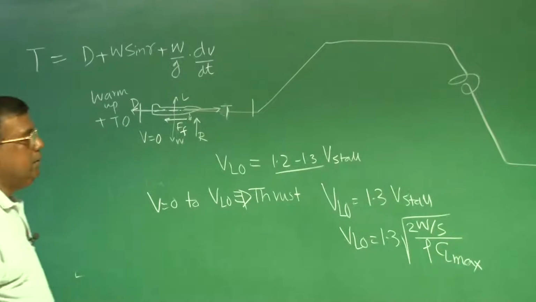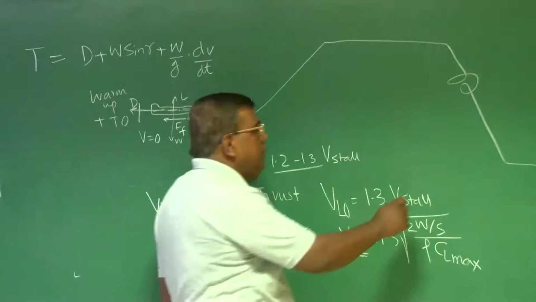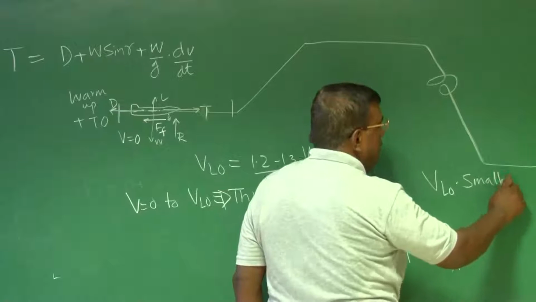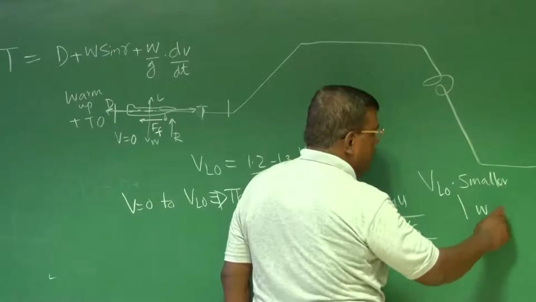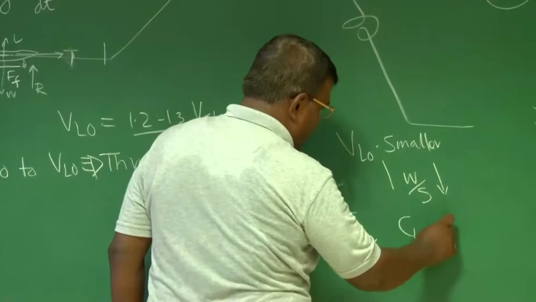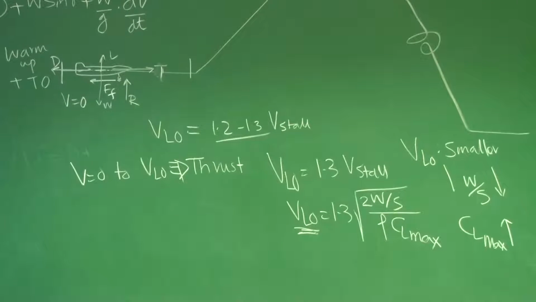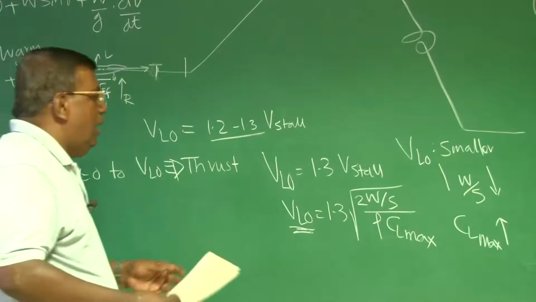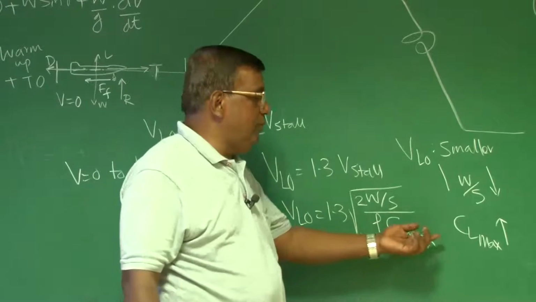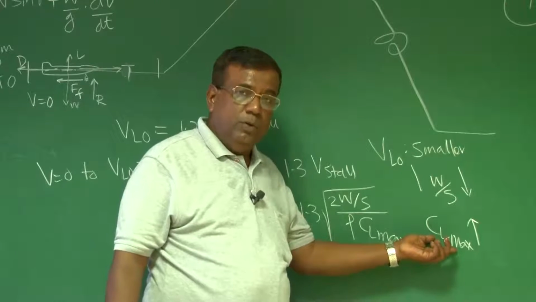Now if I want V liftoff to be smaller, then the options are W/S should go down, or CLmax should go up for a given air density. So how much V liftoff will be is primarily decided by what type of aerofoil you have chosen, which has a CLmax, and whether there are flaps or not. We will come to those things.